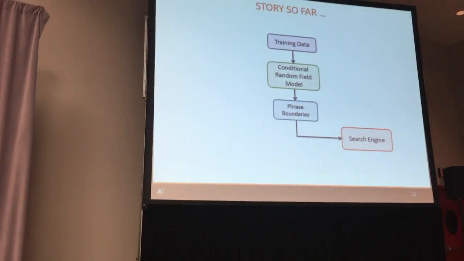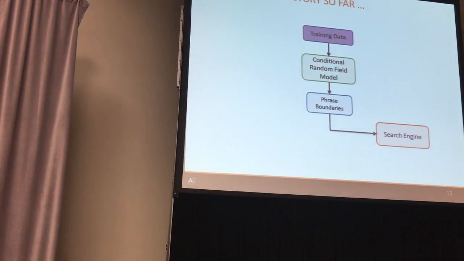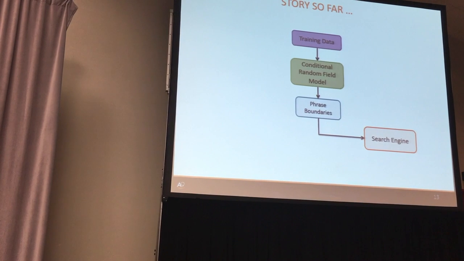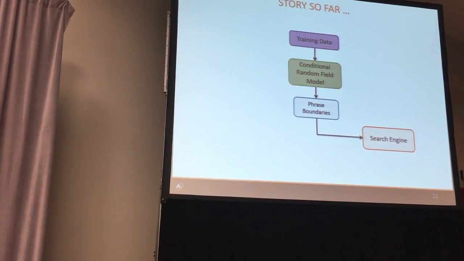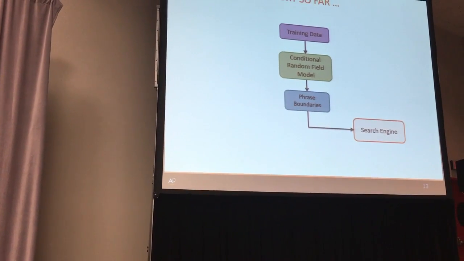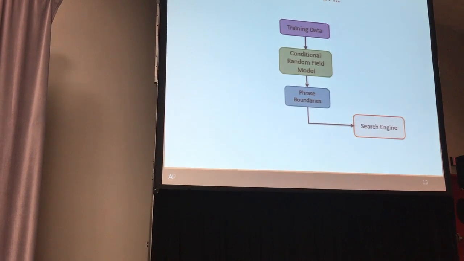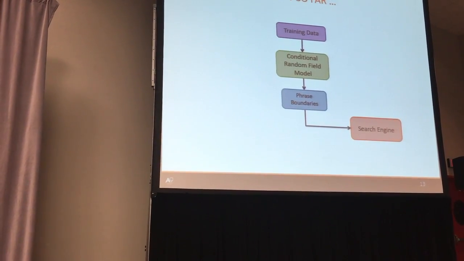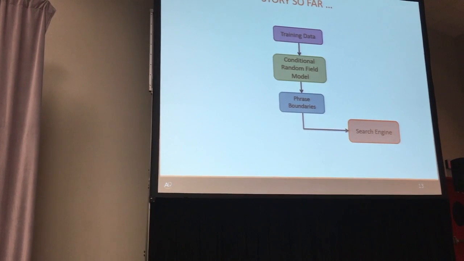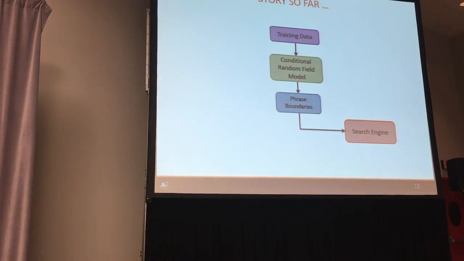Okay, so right now we saw how to generate training data. We saw how to use that training data to train a conditional random field. We get phrase boundaries, we apply it to the search engine. Now, once we apply it to the search engine, how do we validate it? The process doesn't stop there. We want to make sure the user has liked a feature. So how do we do that?